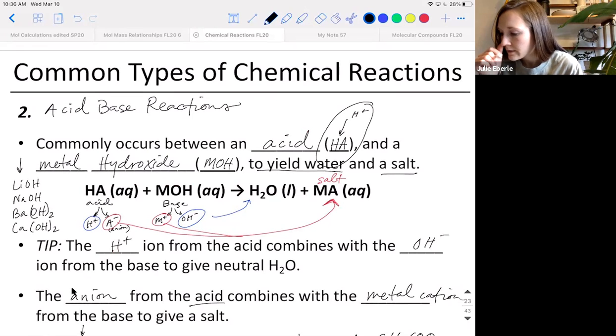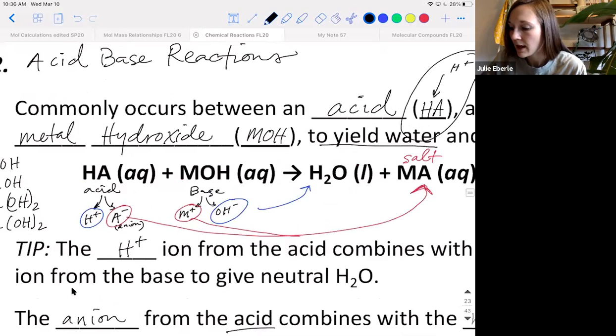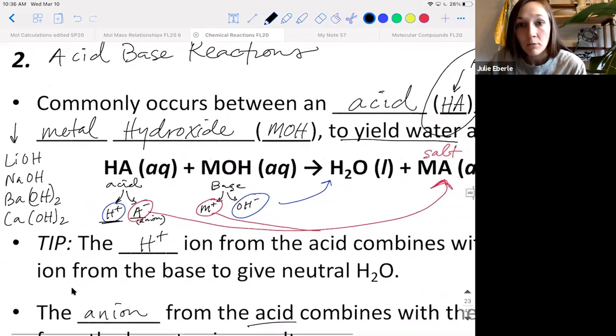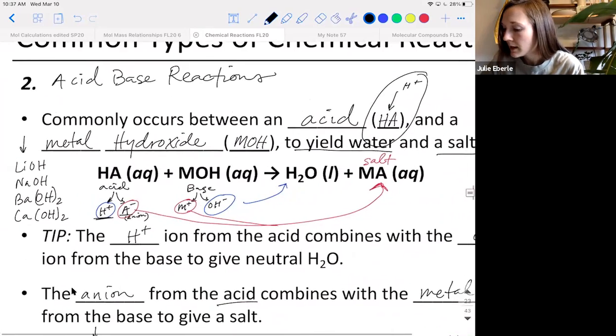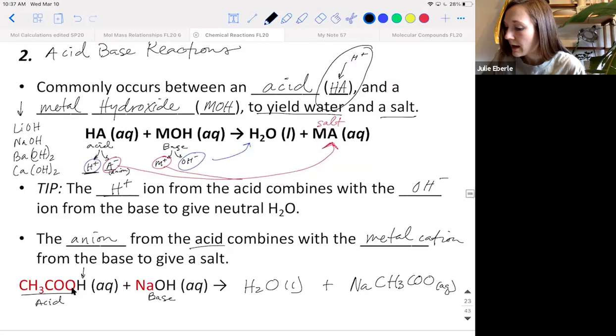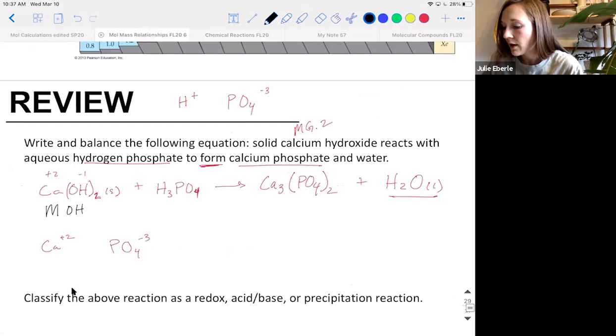It yields water and some kind of a salt, which is the metal cation from your base plus the anion from the acid. Remember, we broke up the acid into an H+ and the rest of the acid, the anion part, which here is phosphate. It combines just like a double displacement reaction. The H+ from the acid combines with the OH- from the base to give neutral water, and then the anion from the acid combines with the metal cation to give the salt. And that's exactly what you have going on here.